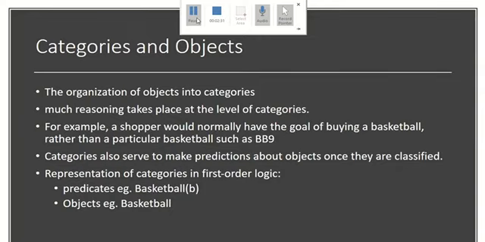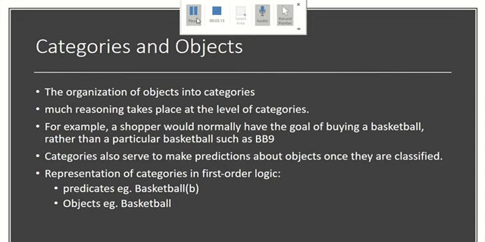So let's start with the topic of the session, that is categories and objects. The first thing I want to include is that the organization of objects into categories is a vital part of knowledge representation. Although interaction with the world takes place at the level of individual objects, much reasoning takes place at the level of categories. For example, let's take an example.